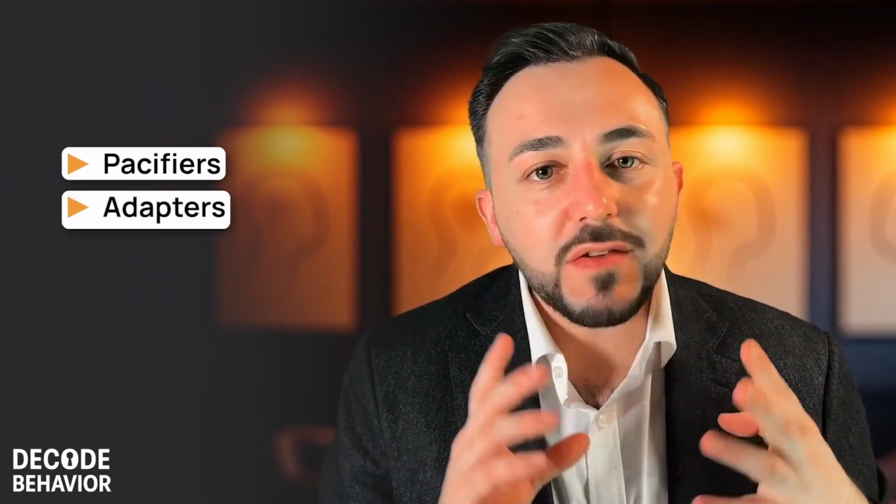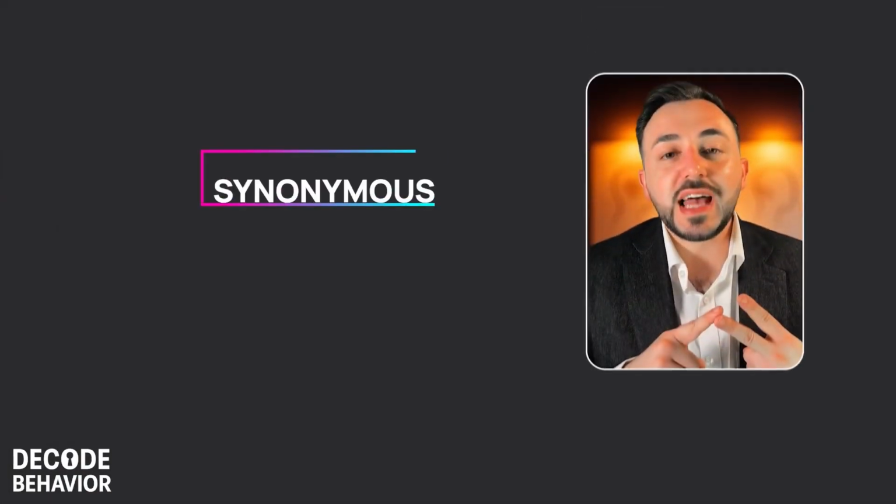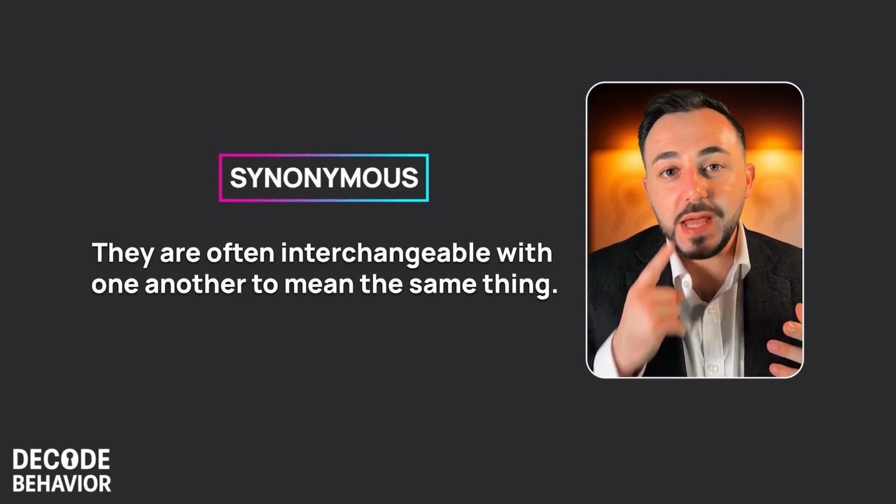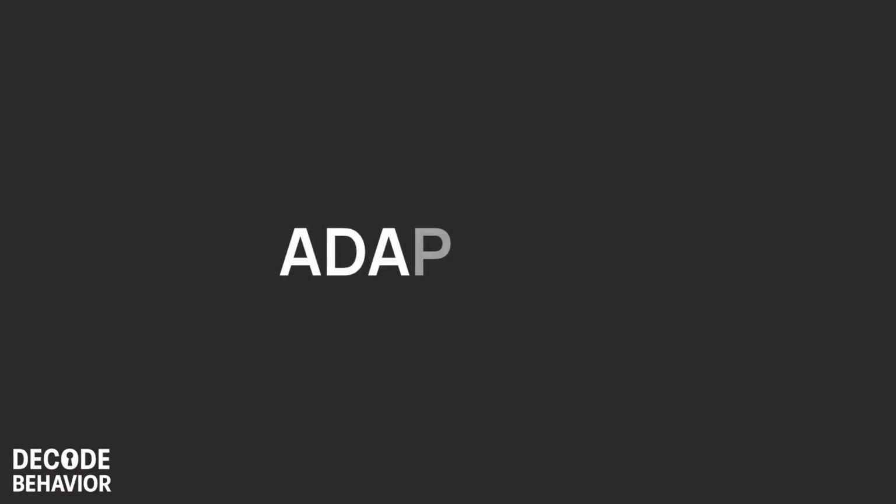The first category of behaviors I'm going to describe to you that you could start looking for to find out if someone is being deceptive are pacifiers and also adapters. We'll cover them both here. Usually they're synonymous, meaning they are often interchangeable with one another to mean the same thing. But I've separated them because I think that we can put a little bit of nuance here to make it easier to understand why people do the behaviors that they do. So let's look at adapters.